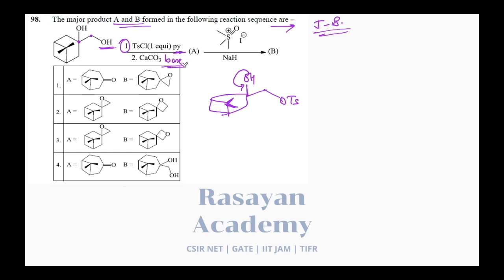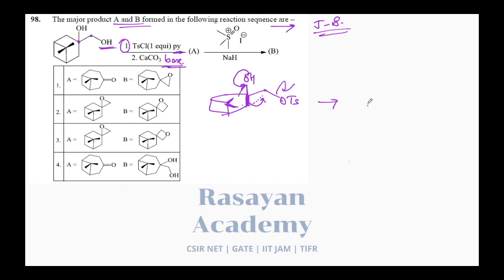CaCO3 is only a mild base. So in the presence of a mild base, you are going to eliminate this proton from here, and the ring has to expand in this way. And since the tosylate is a good leaving group, the ring can expand. Okay. So after the expansion, this carbon-carbon bond is going to come up over here.